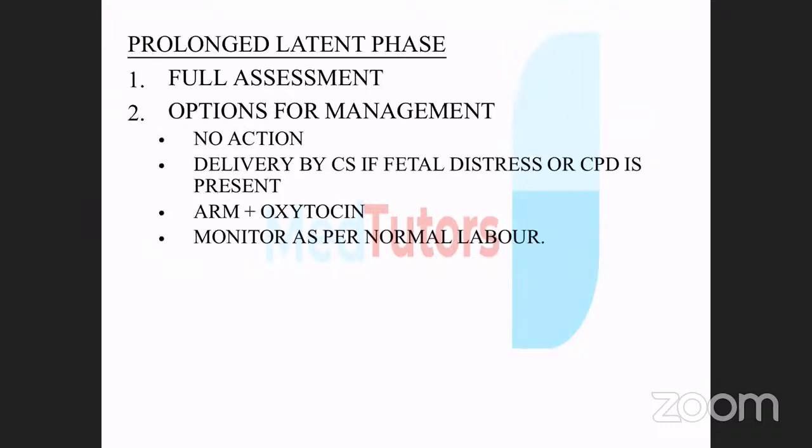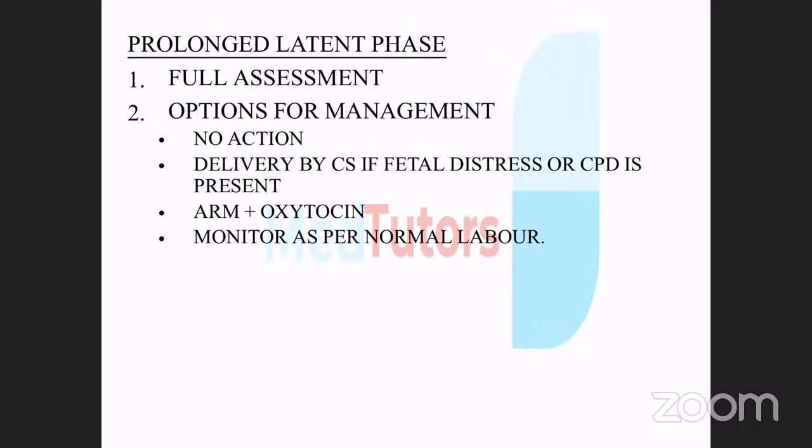What is prolonged latent phase? When the latent phase has lasted more than 8 hours, but less than 24 hours, you assess the woman and what are your options? No action, or you may have to deliver by cesarean section if there's fetal distress or you suspect CPD. You may also consider artificial rupture of membranes and induction with oxytocin. Or you monitor her as per normal labor if she's still in labor. Next slide.